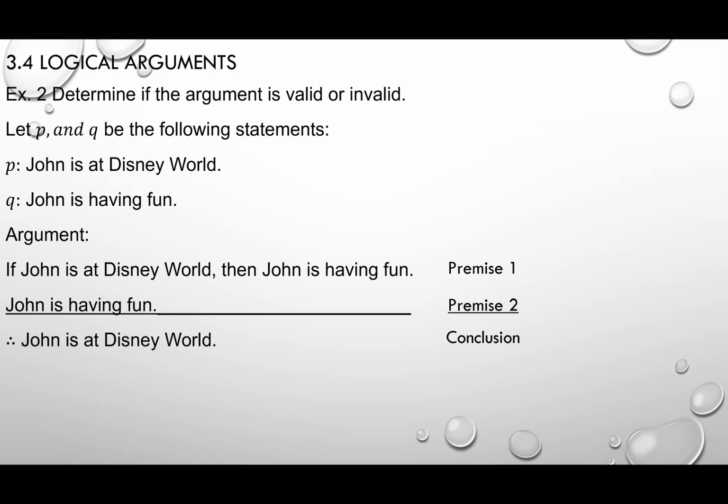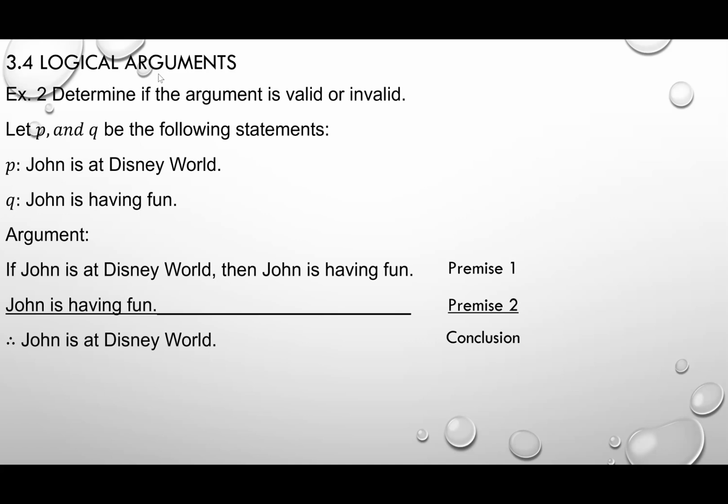So let's take a look at example 2. Let's do example 2 together and show you guys the consistency or repetition of this particular argument. They give you P, John is at Disney World, same P as before. Q, John is having fun. Those are your two items.